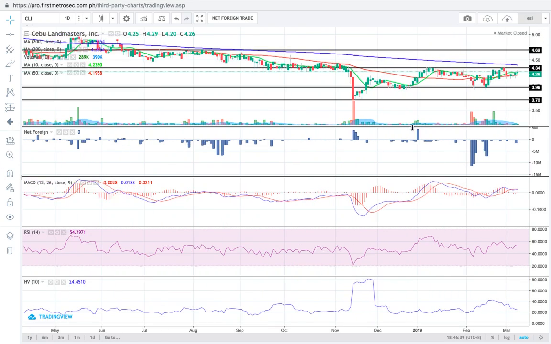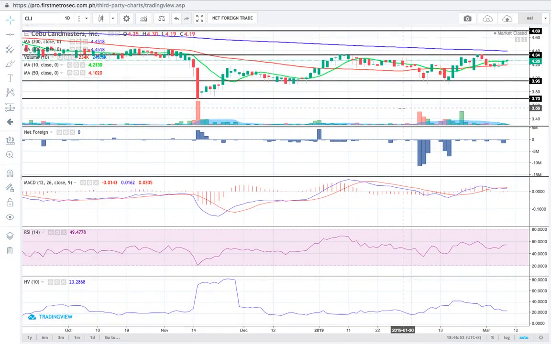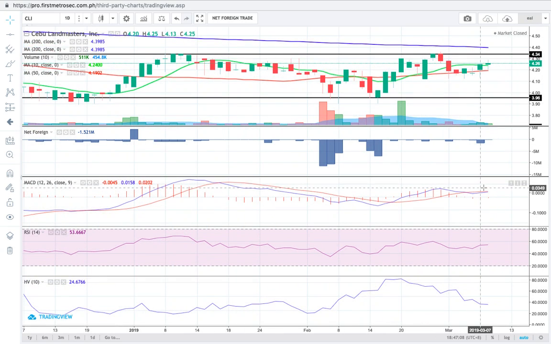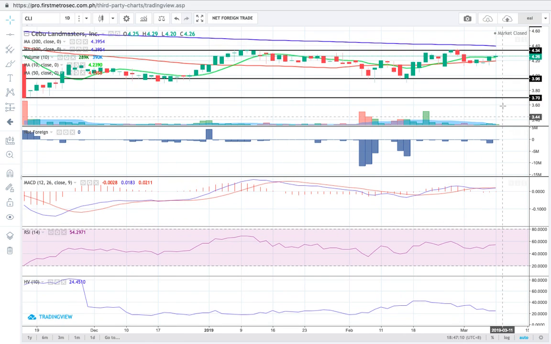Okay. Now, what if you don't have a position on CLI? Should you enter a new position on CLI by next week? My advice is that you should continue monitoring first because I don't see a confirmed buy signal yet. And what's the indicator that I'm using or checking to identify a confirmed buy signal? Okay, listen to this one. MACD should cross above the signal line, and when that happens, the price should be moving above the 10-day simple moving average.